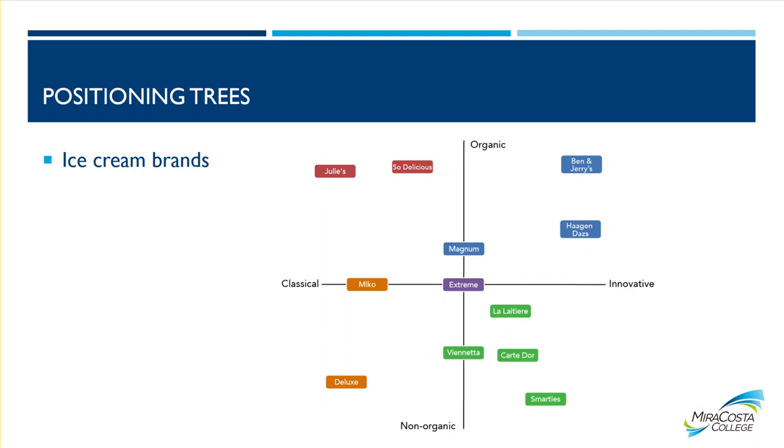Here's another example on ice cream brands. So innovative, organic, classical, non-organic. So are you an organic ice cream fan or a non-organic? Are you a classical or are you an innovative? So I'm more of a Ben & Jerry's out here. That's probably my favorite ice cream brand.